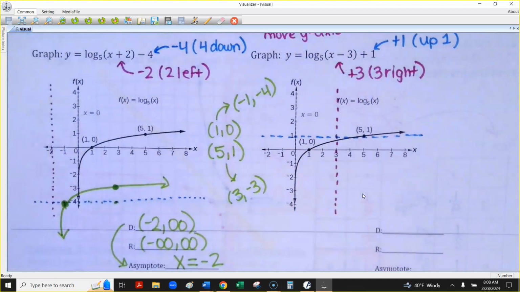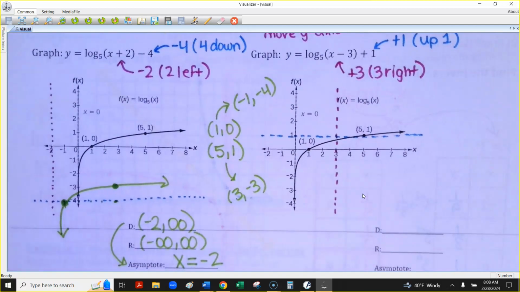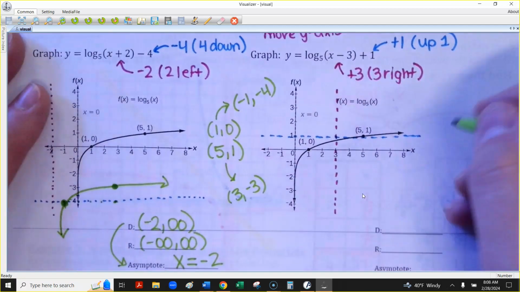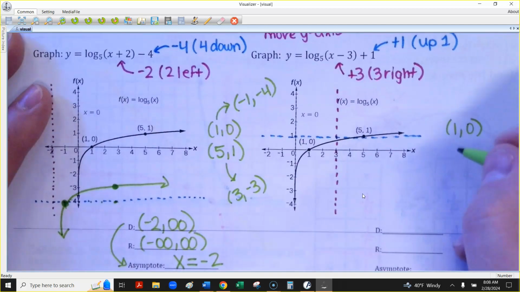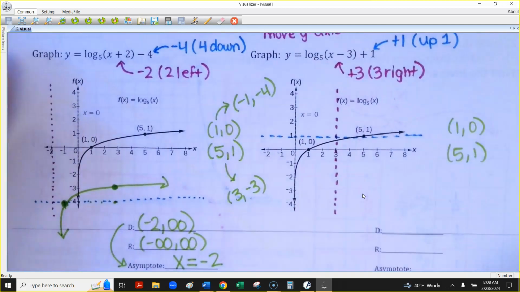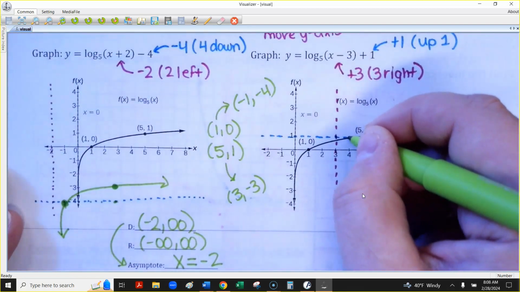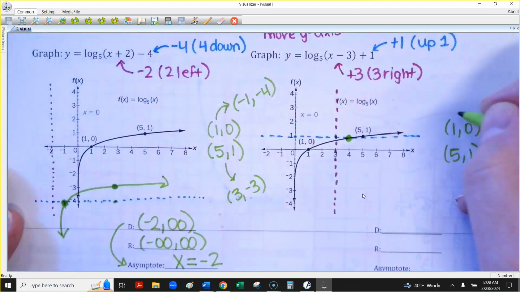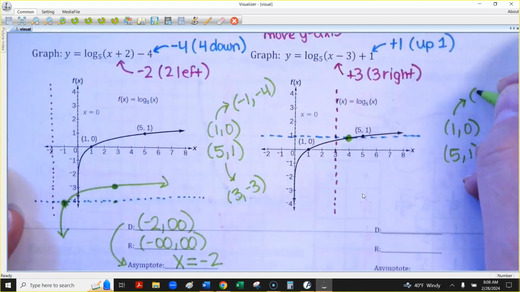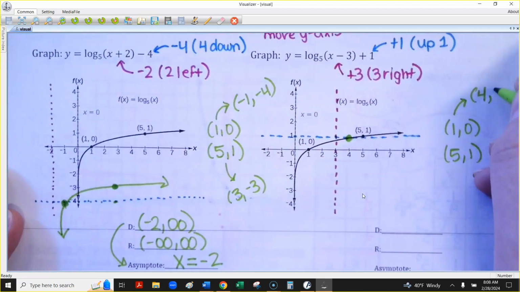And we're going to pretend that's our new x and y axis. So every single one of these has the points (1, 0) and (5, 1). So it still has those points, we're just going to shift them. So pretend this is my new x and y axis. So the point (1, 0) on this graph would actually be at (4, 1).